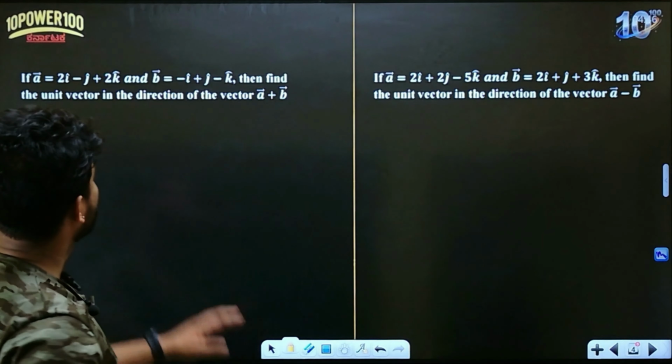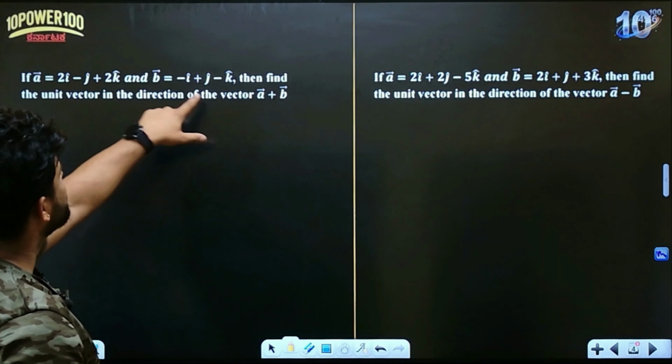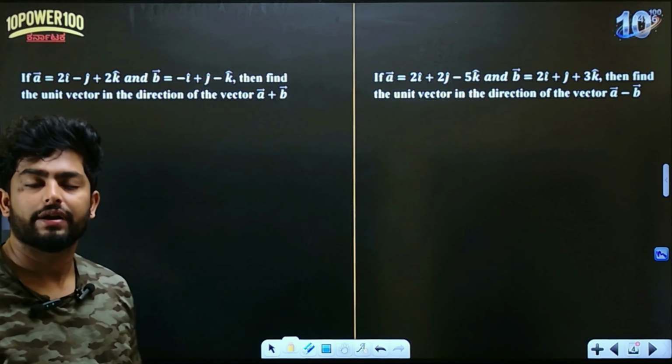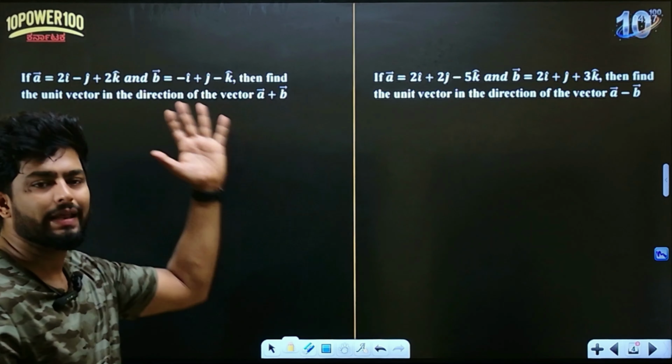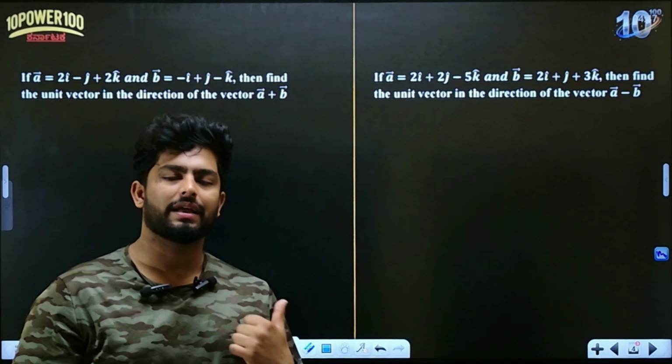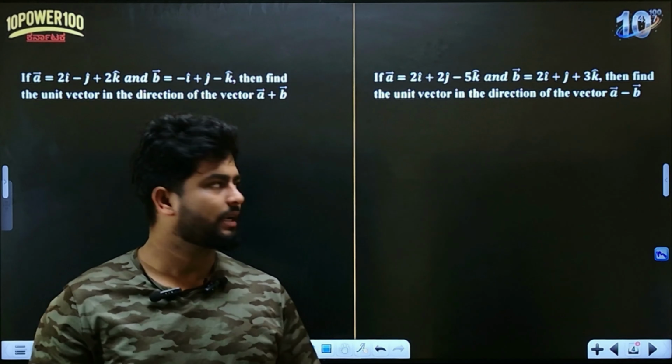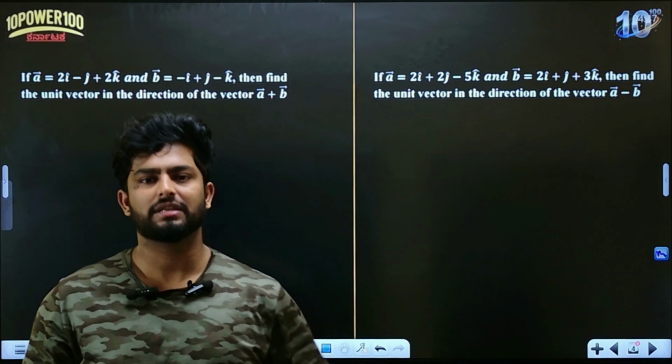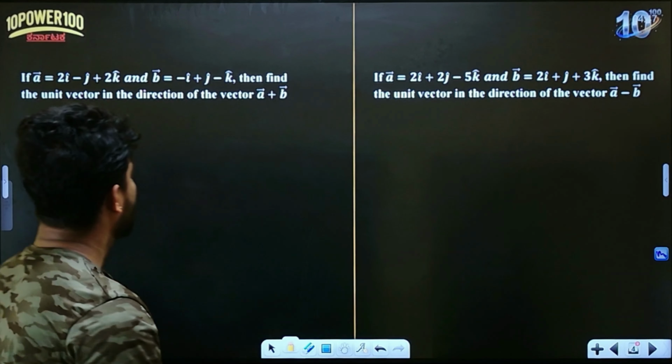There are 2 questions here. Vector A is this, vector B is this. They are asking us to find the unit vector in the direction of vector A plus B. In the previous case, it was vector A. Now in this case, it is vector A plus B. What should we do? When you get A plus B or A minus B, first do A plus B, A minus B, that's all. So let's do A plus B.